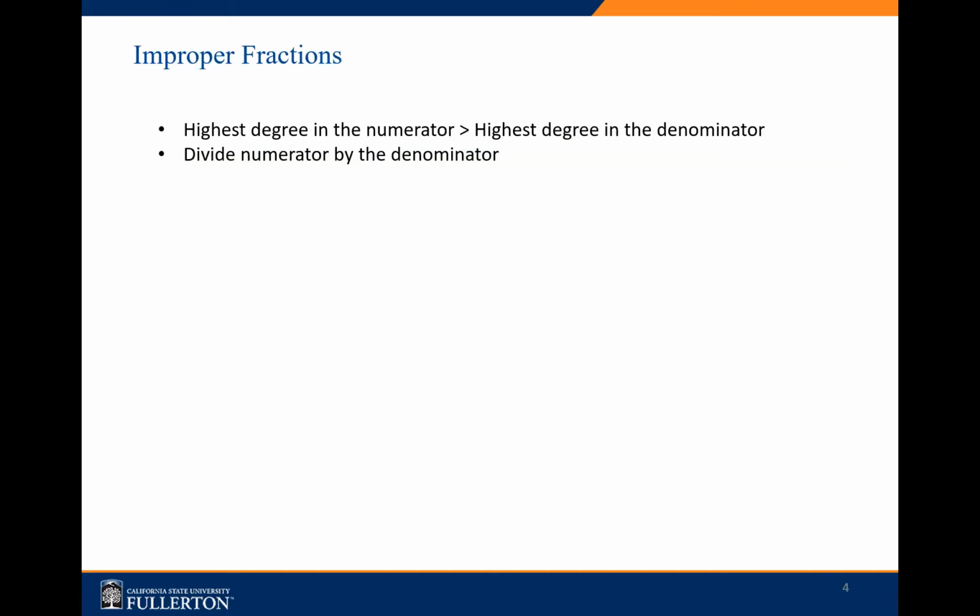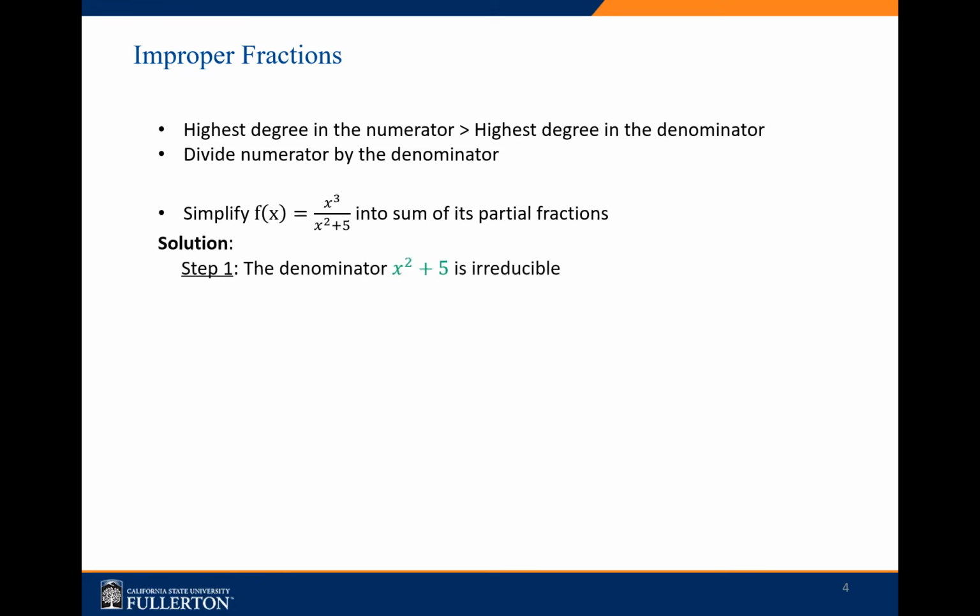For improper fractions, that is those with a numerator with a higher degree than the denominator, you have to first divide the numerator by the denominator to reduce the improper fraction to a proper fraction. So for example, if you were to simplify f(x) equals x cubed over x squared plus 5, the degree of the numerator is 3 and the degree of the denominator is 2. Therefore, the numerator needs to be divided by the denominator first. And then f(x) can now be written as x minus 5x over x squared plus 5.